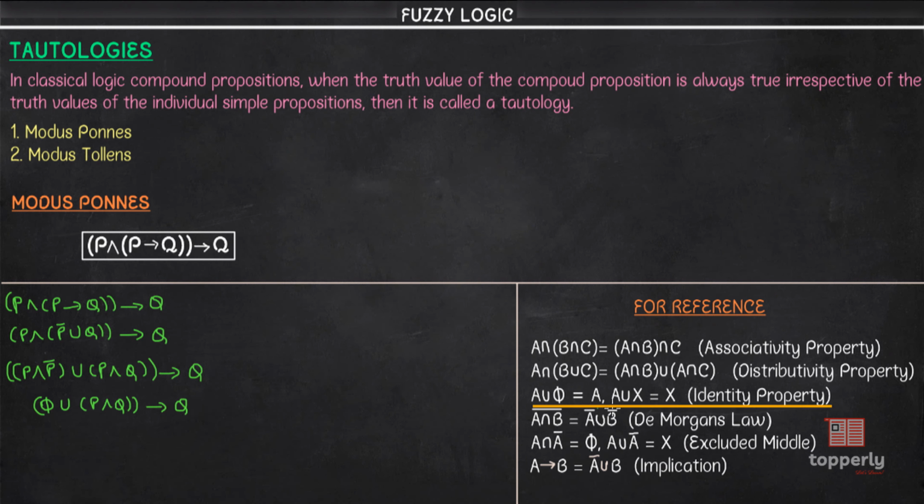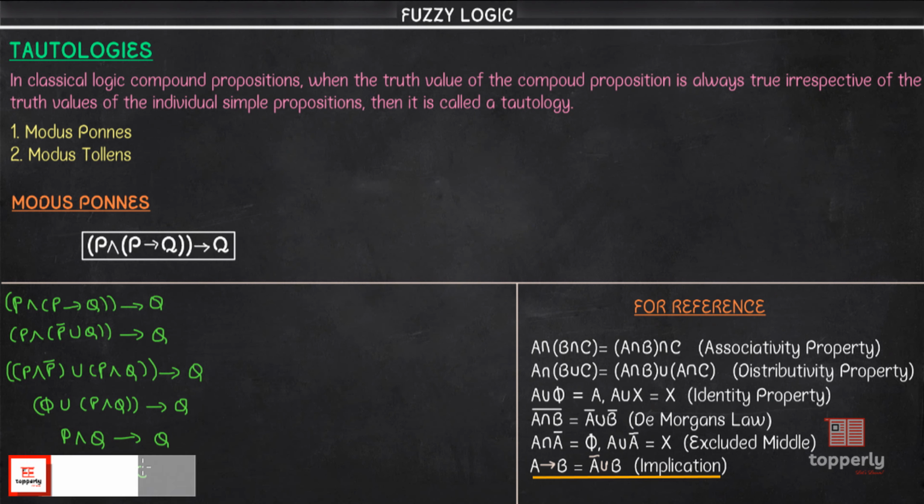As per the identity property, we can say that A union phi is equal to A. Therefore, P conjunction Q union phi will be equal to P conjunction Q. So we have P conjunction Q, which implies Q. Once again, we'll apply implication over here. We will have P conjunction Q, the whole bar union Q.